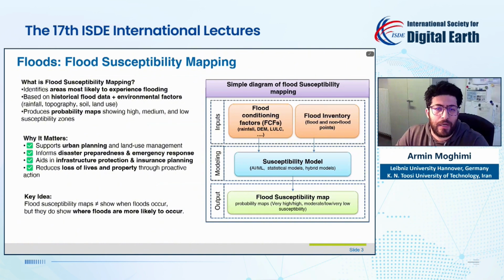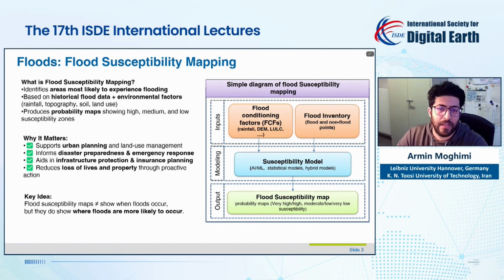To effectively respond to the challenges posed by floods, we need more than just event-based flood maps. This is where flood susceptibility mapping plays a crucial role. Susceptibility mapping is the process of identifying areas most likely to be flooded in the future based on multiple factors such as historical flood records, rainfall, river proximity, topography, soil condition, land use, and so on. The result is a probability-based map that classifies regions into high, medium, or low susceptibility.